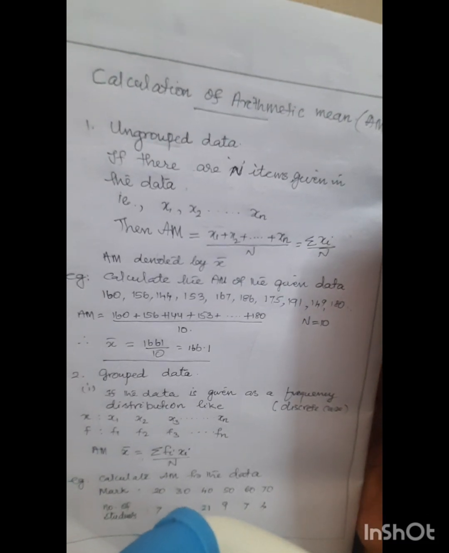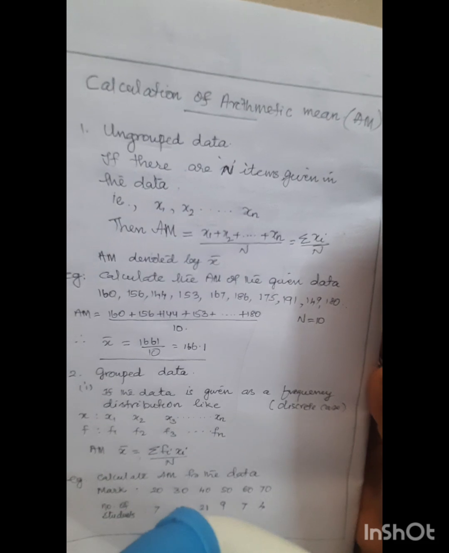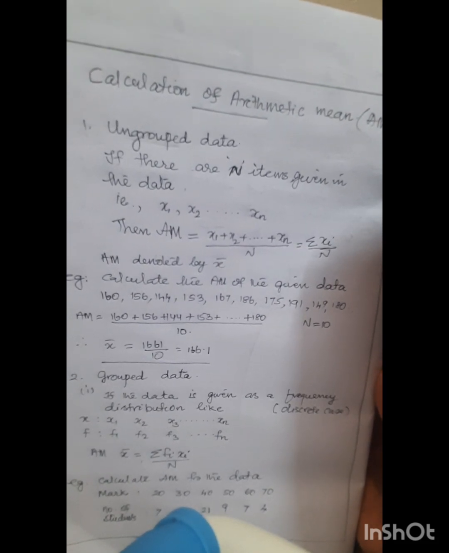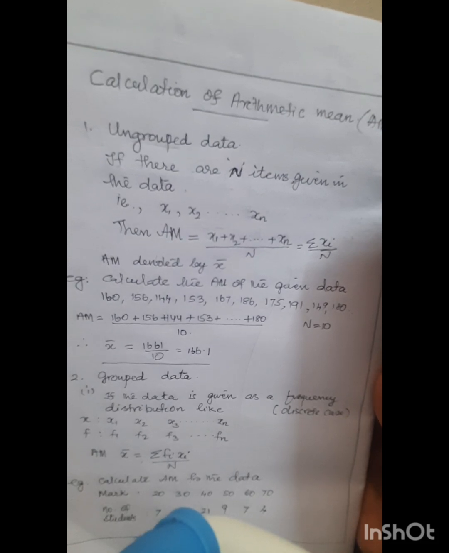Calculation of arithmetic mean. 1. Ungrouped data. That is, we have grouped data and ungrouped data. First one we are considering ungrouped data.